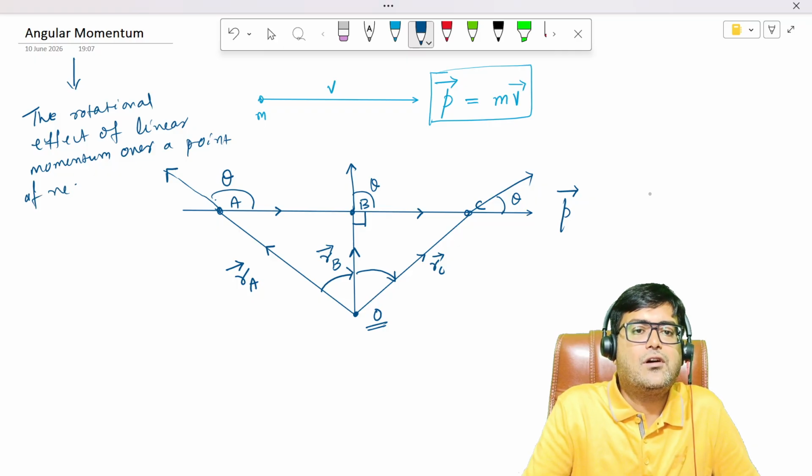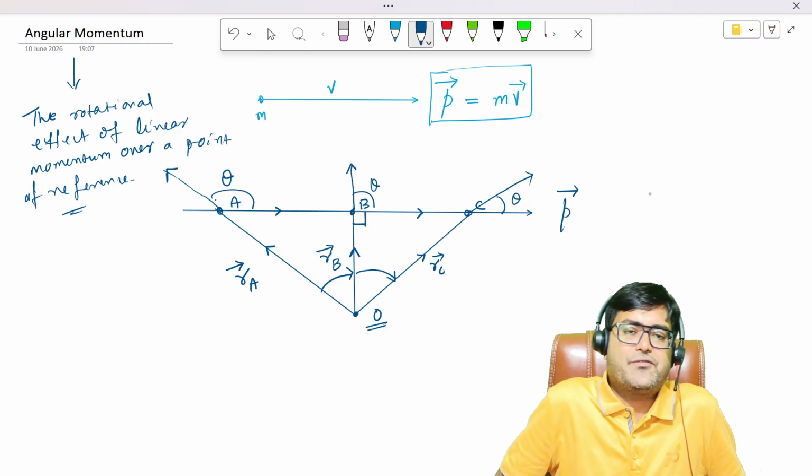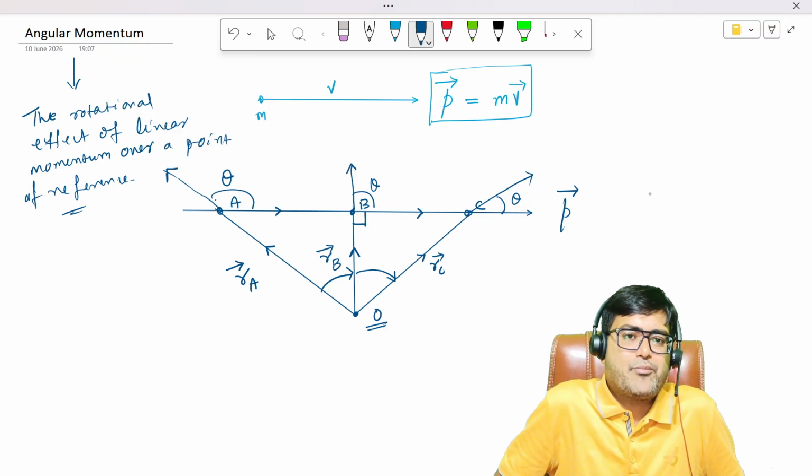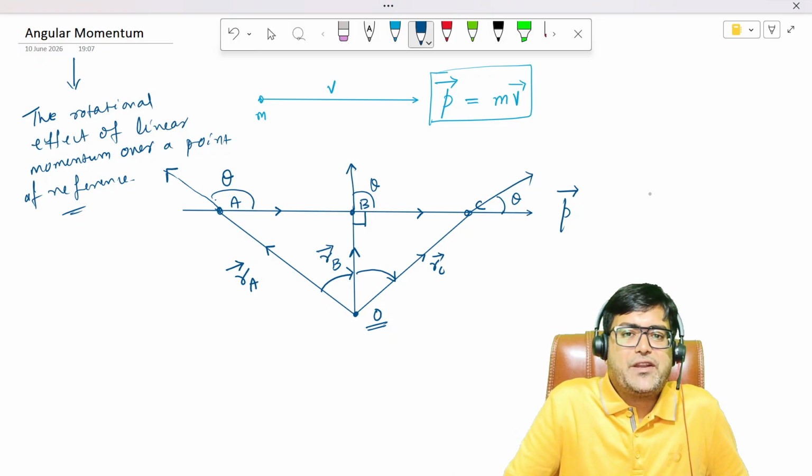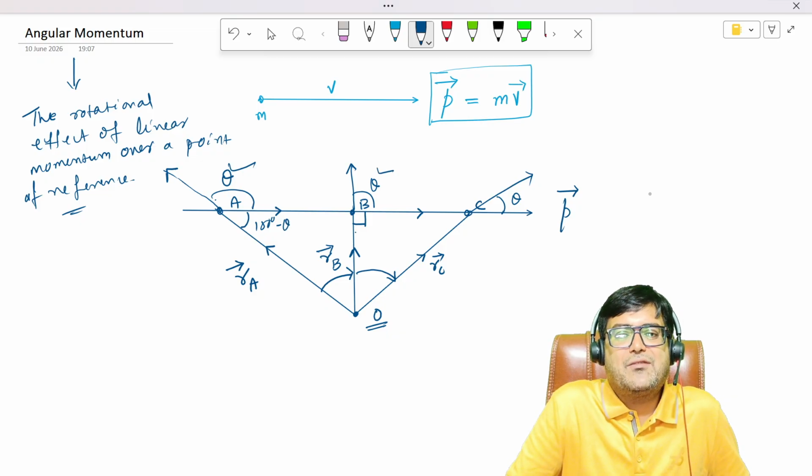Point of reference. Or you can simply say over the position vector also. It's basically the same, right? Okay. Now understand the geometry of the structure here. If this angle is theta, this angle is 180 degrees minus theta, right? And if this angle is theta, well, it's okay. We know it's 90 degrees.